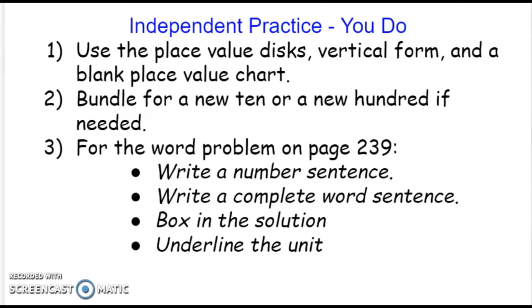As you move into independent practice and your exit ticket, I want you to keep these 3 things in mind. Number 1, use the place value discs, vertical form, and a blank place value chart to help you. Number 2, bundle for a new 10 or a new 100 if needed. Number 3, for the word problem on page 239, remember to write a number sentence, write a complete word sentence, box in the solution, and underline the unit.